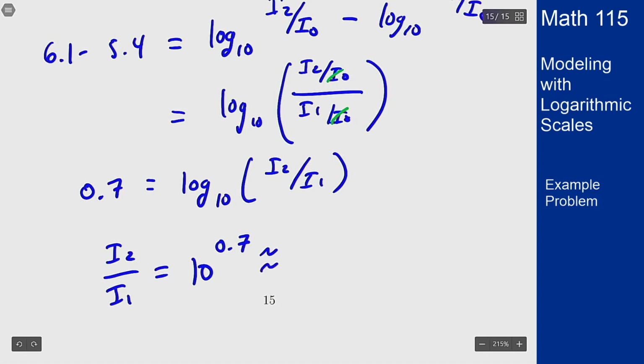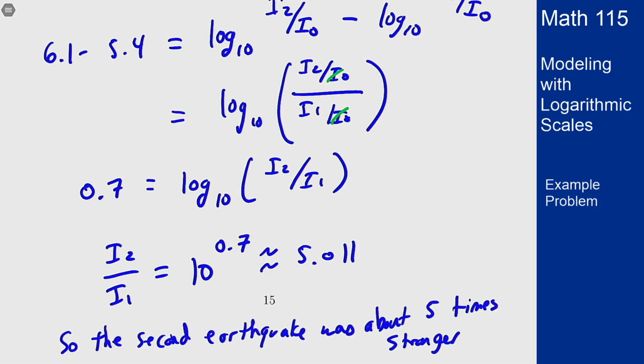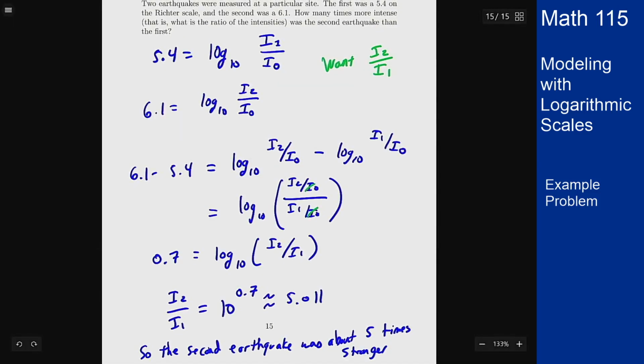or approximately, on a calculator, I get about 5.011. What this tells me is the second earthquake was about 5 times stronger than the first one. Even though it was a 0.7 increase on the Richter scale, it's about 5 times stronger. And based on how these scales work, that means that any increase of 0.7 is about 5 times in strength of the earthquake. That's how you can use these log-based scales to solve problems to get back to the actual intensity of the thing being measured using these scales.